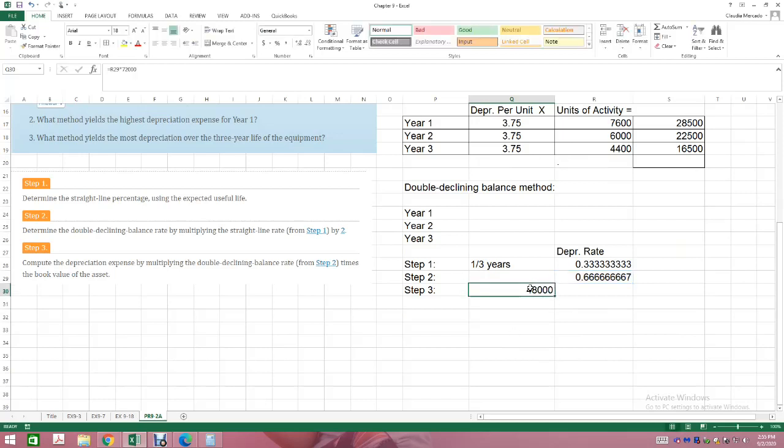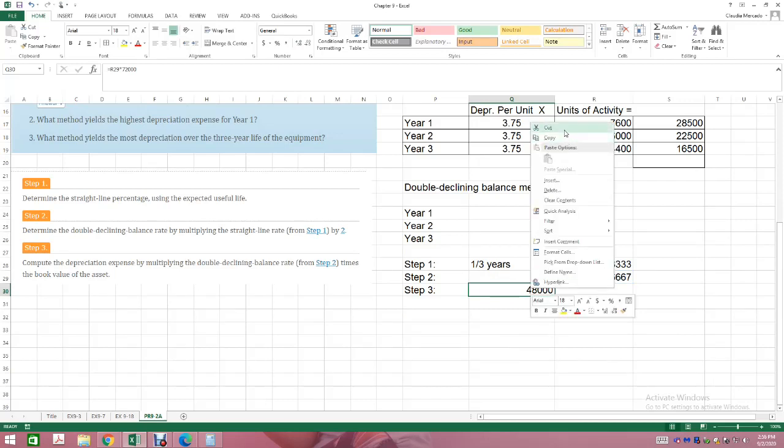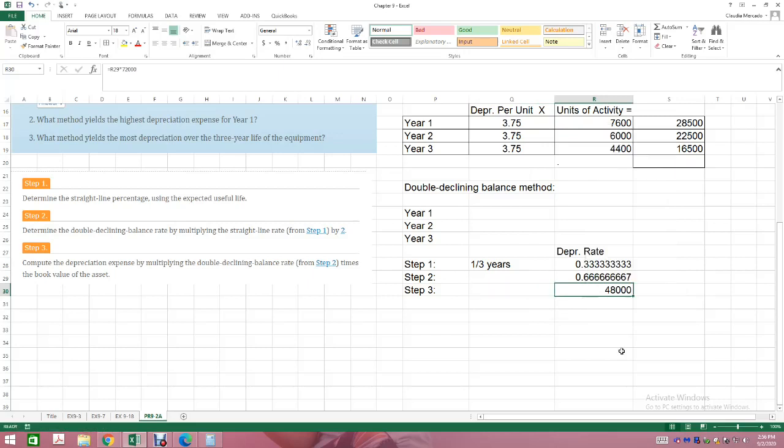Let me see. Yes, that's correct. I'm just going to copy it over here. So step number 1, you're going to divide right here, determine the straight line percentage using the expected useful life. Then you double it. Whatever you get there, you double it. And that gives you 0.6666. Once you get that, then you multiply that double rate times the cost.